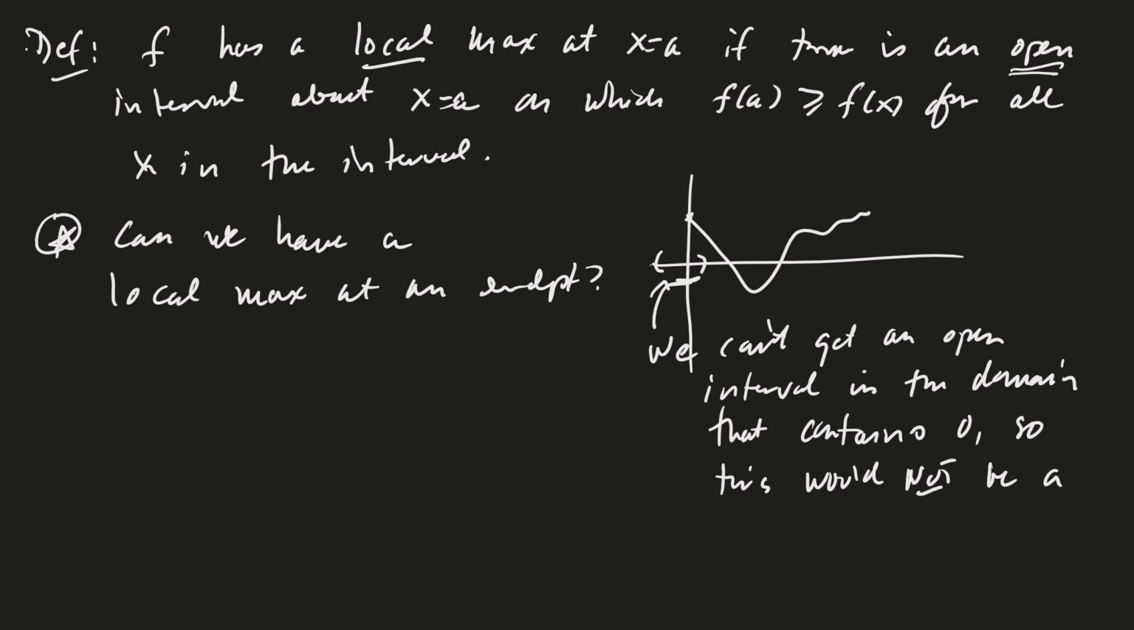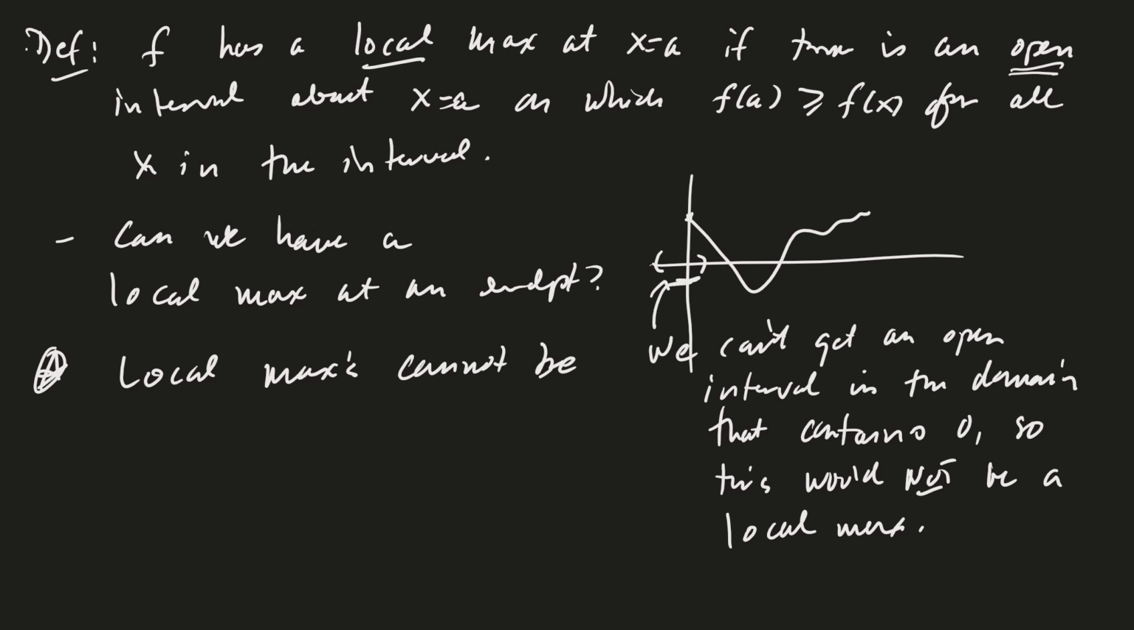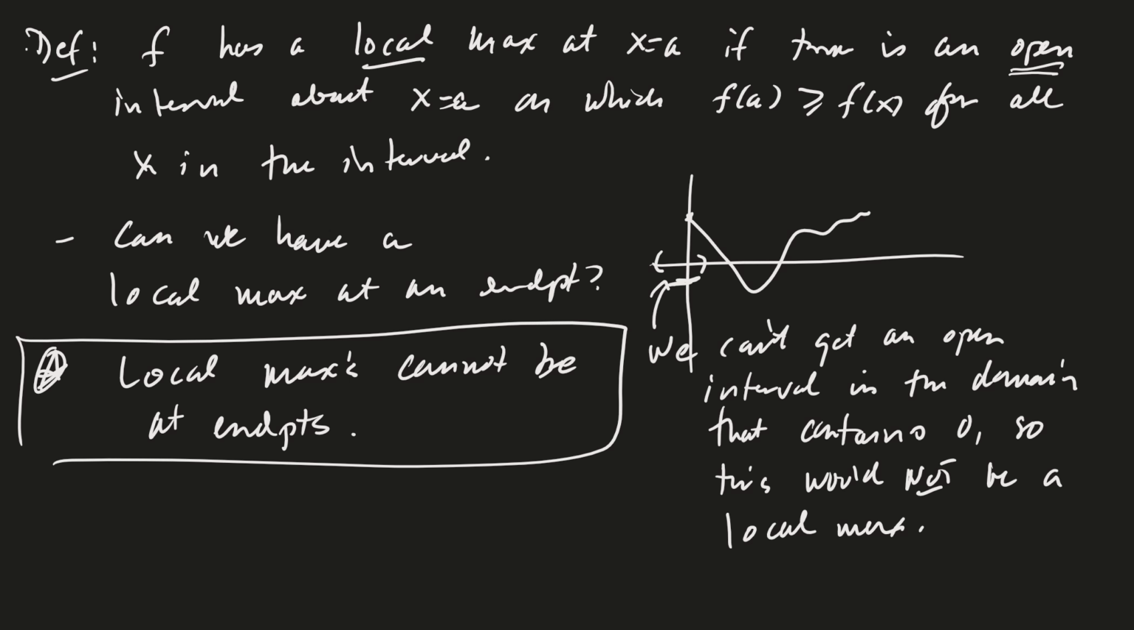a local max. And in fact, what we're saying here is that, let me erase my star here and put in a new star. Local maxes cannot be at endpoints. Okay, and that is by definition. By definition, we are excluding endpoints from being local maxes. Good. All right.